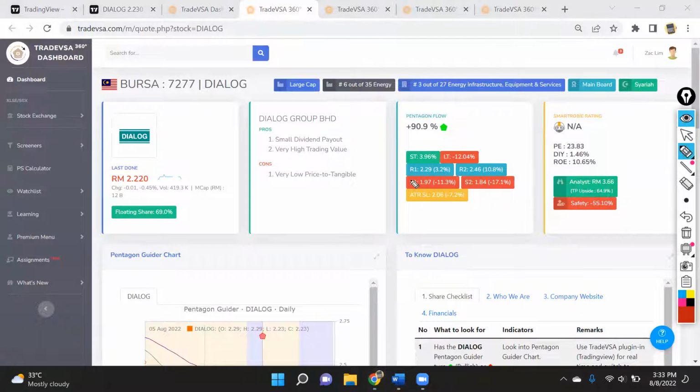To the first resistance we got 3%, to the first resistance with 2.29. The next one with 2.46, around 10%. But it's kind of a bit far from the support, this is 1.97, with around 11% of risk that you need to take. So overall, it's around 1 to 1 risk to reward.